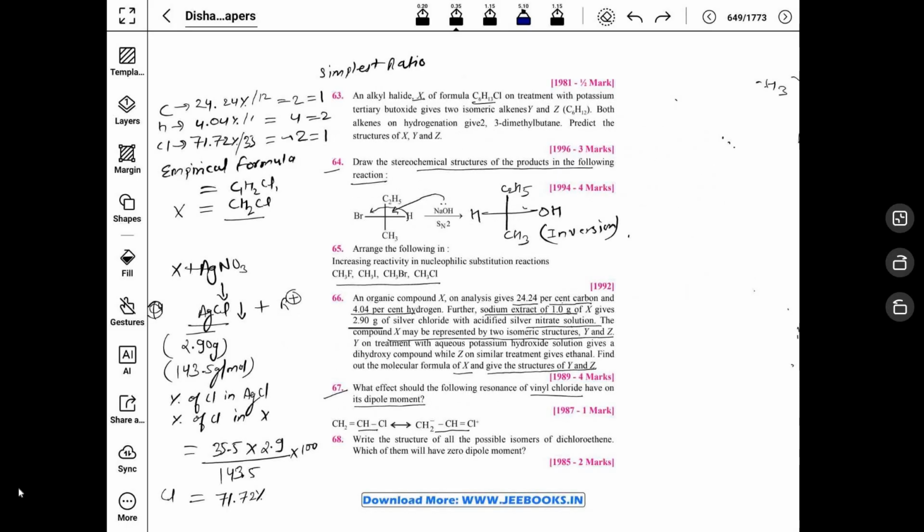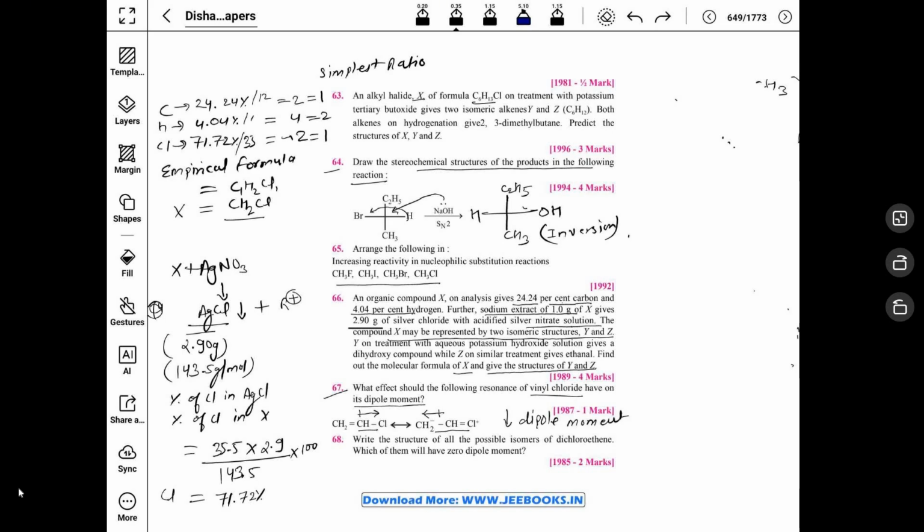Okay, now moving back to the problem. Here you can see that the direction of the dipole moment was this one, from carbon to chloro. But in the resonating structure, the dipole moment direction is reversed, and hence the net dipole moment will be less than expected. Therefore, the resonance of vinyl chloride decreases the dipole moment.